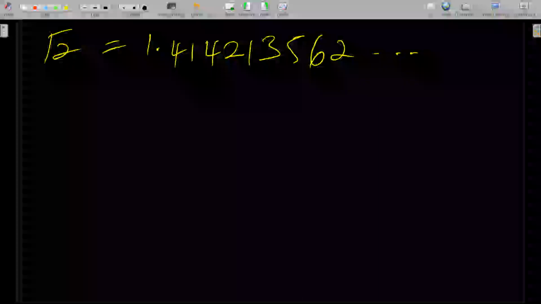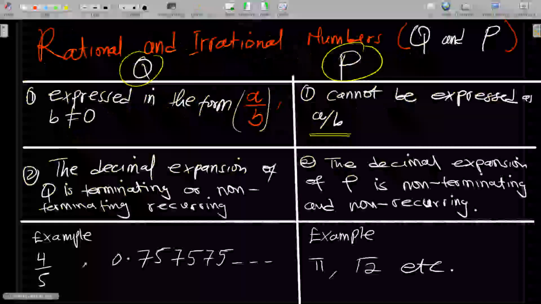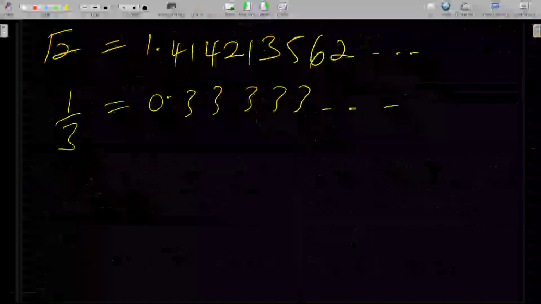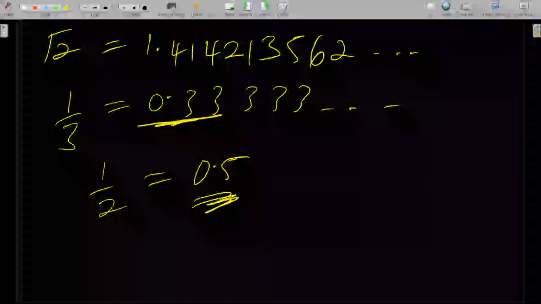Now, when you have a rational number like 1 over 3, this decimal is 0.33333, going like that. So it's non-terminating. A rational number is terminating or non-terminating recurring. What we mean is that it terminates, either you have something like 1 over 2, and this decimal will give you 0.5. It will just terminate like this. But the decimal expansion of 1 over 3 is not the same, because although it's a rational number, it's non-terminating recurring. So it's not terminating, but it's also recurring with only one value.